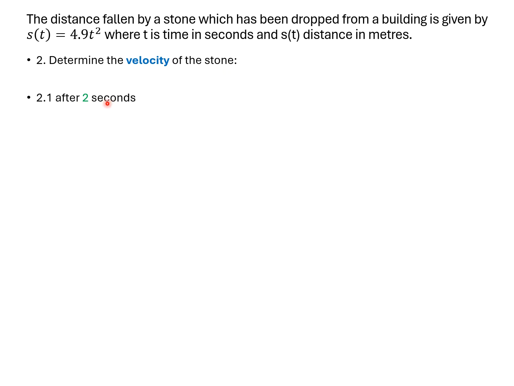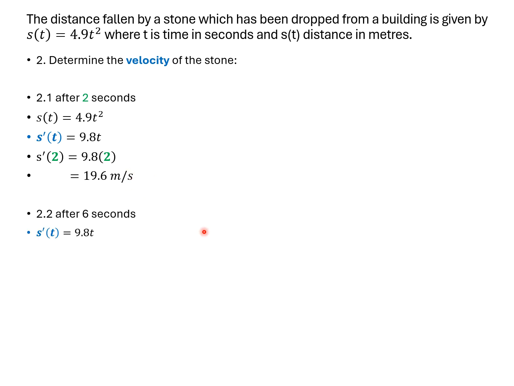So after 2 seconds, for velocity, I'm going to take the first derivative, which from s(t) = 4.9t² gives me 2 times 4.9, which is 9.8t. So at 2 seconds, if I put in 2 here, 9.8 times 2 would give me 19.6. So after 2 seconds, my velocity is 19.6 meters per second.